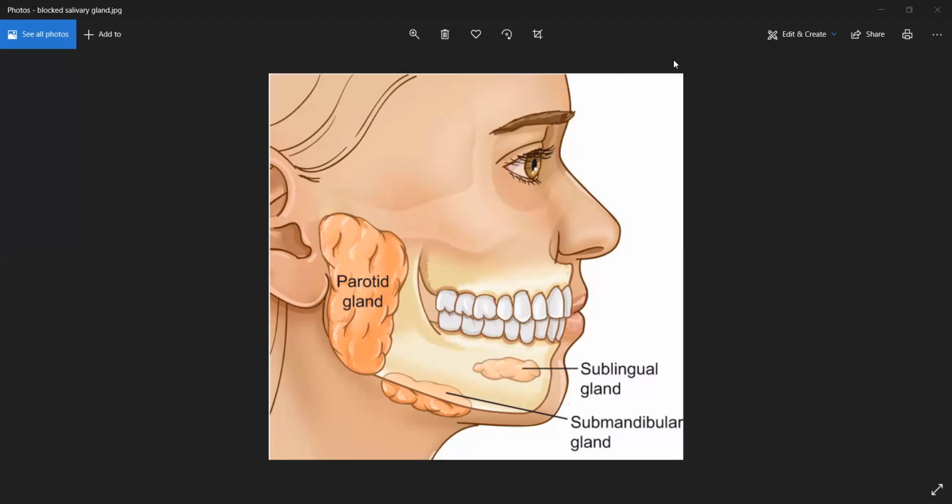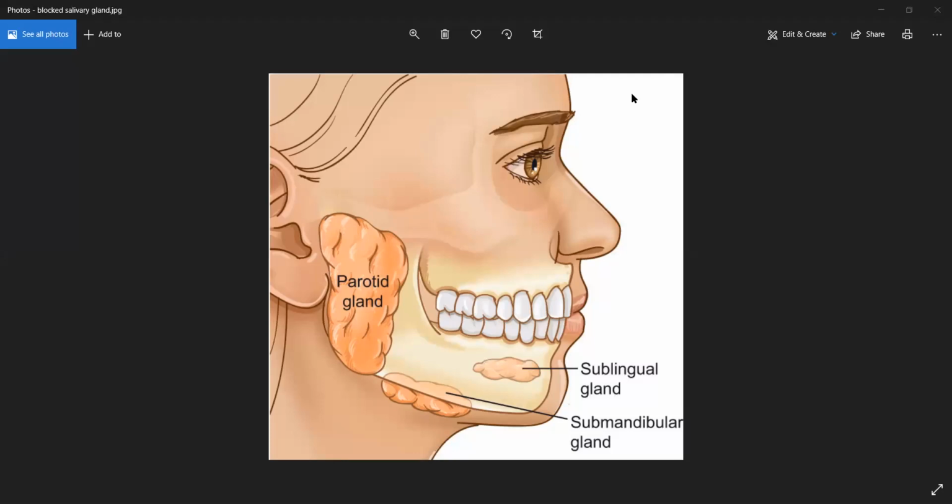Today in this series we'll be learning about the human digestive system. I'll be breaking the whole digestive system into its respective parts, and I'll be making short videos for you all so that it'll be easy for you to revise it in a short period of time. So today, in this topic of the human digestive system, I'm starting with the salivary glands.